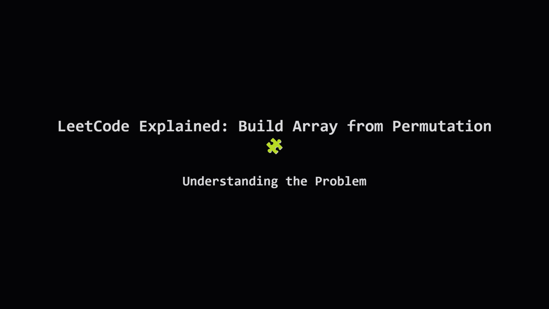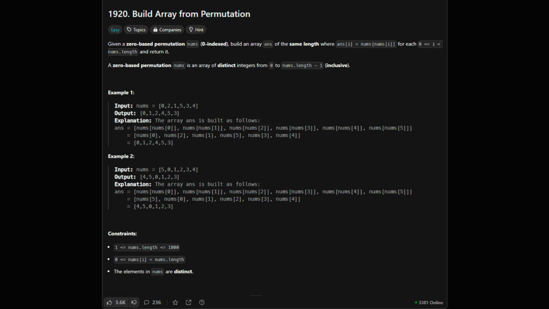Ready? Let's go. Alright, so here's the main task. We're given a list of numbers, which the problem calls nums. This list is special. It's what's known as a zero-based permutation. All that means is, if the list has, say, 6 numbers, then those numbers will be exactly 0, 1, 2, 3, 4, and 5, all mixed up in some order, and each appearing only once.